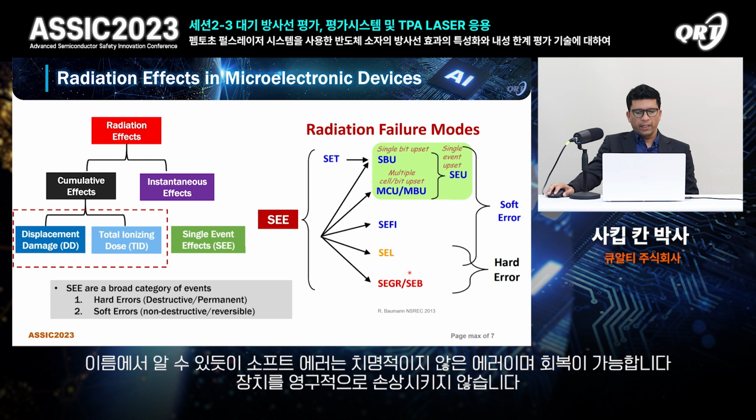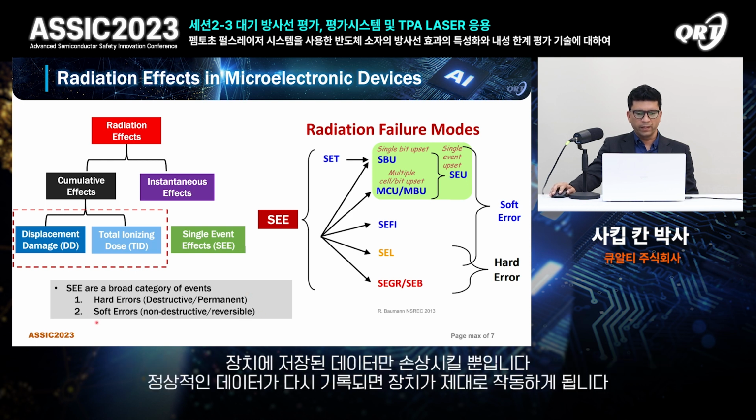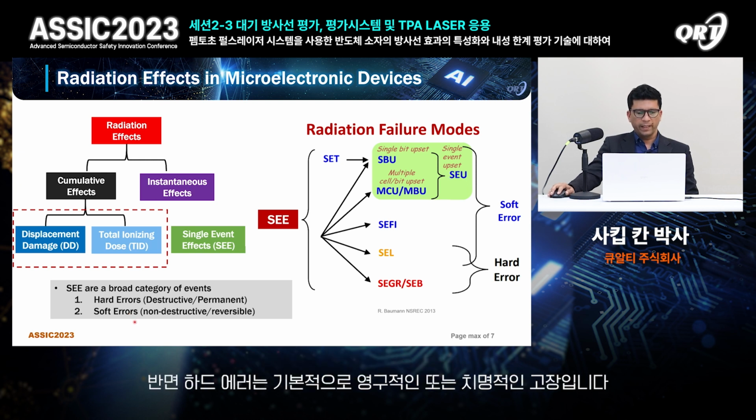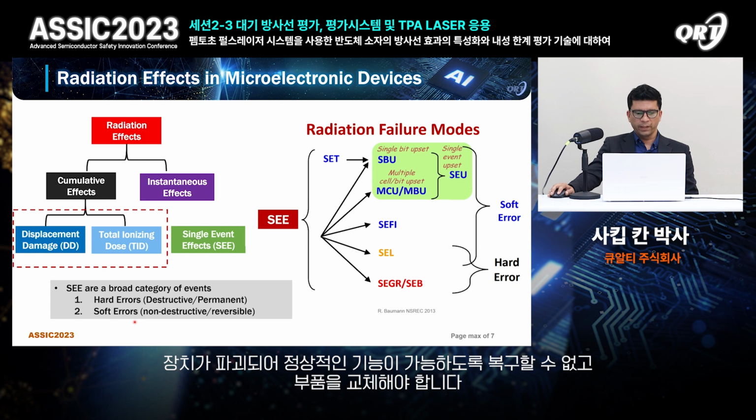As the name implies, the soft errors are non-destructive errors. They are reversible errors. They do not damage the device permanently. They only corrupt the data stored inside the device. Once the correct state of the data is rewritten, the device operation is restored. On the other hand, the hard errors are permanent, or destructive, errors. There is no way to recover the operation or functionality of the device because it is destroyed and the component needs to be replaced.